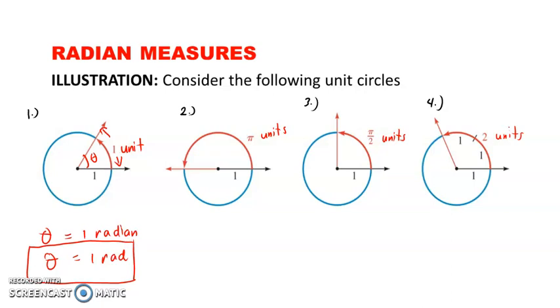Let us have example number 4. Take a look at the length of the arc that subtends the central angle theta. Now you can see that the length of the arc measures 2 units. So from the definition, we can say that the measure of an angle theta is equal to 2 radians. Or to simplify, we can have theta is equal to 2 rad.